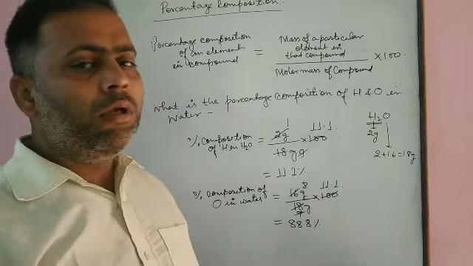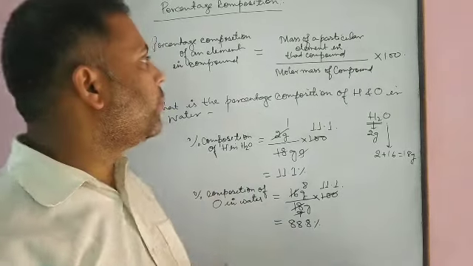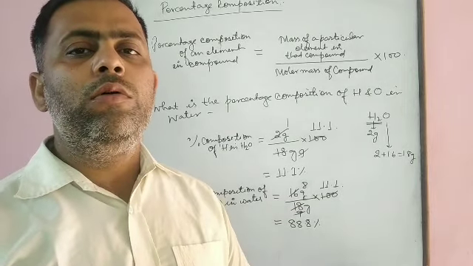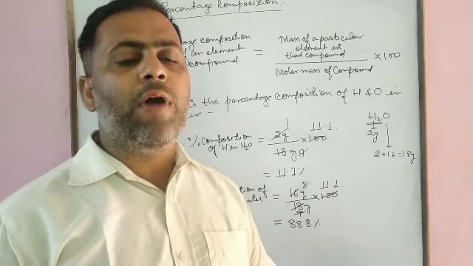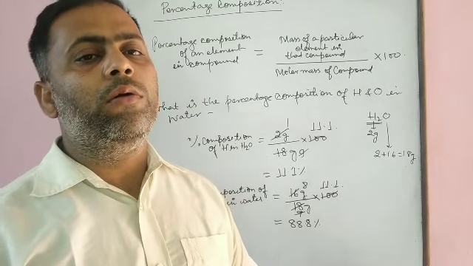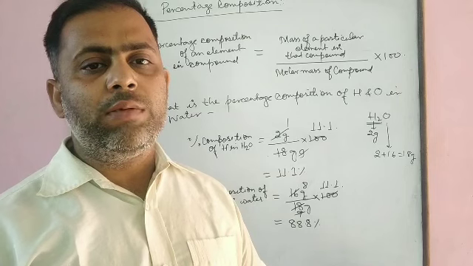It means in order to know the percentage composition of a particular element in a compound, what we have to do? Simply we have to divide the mass of a particular element in a compound by its molar mass multiplied by 100.